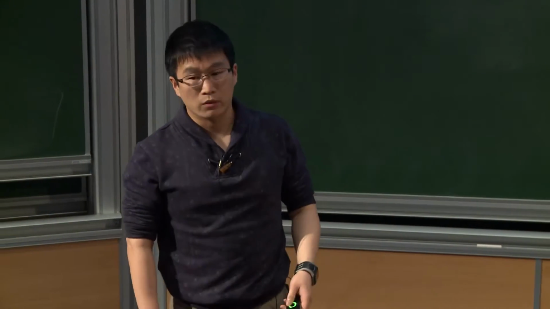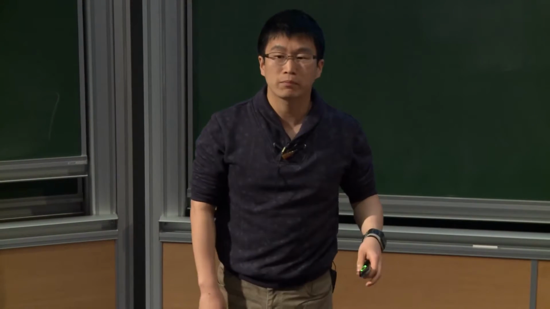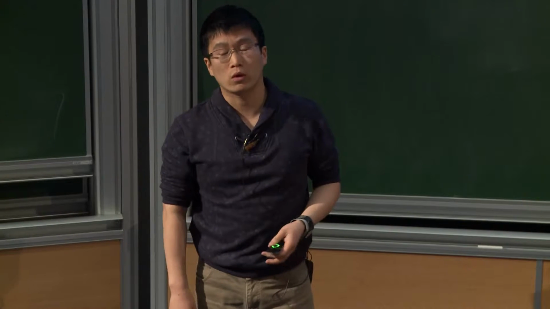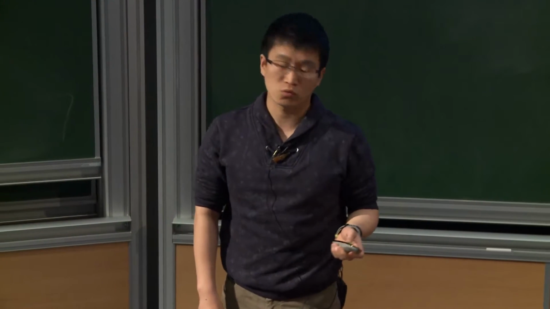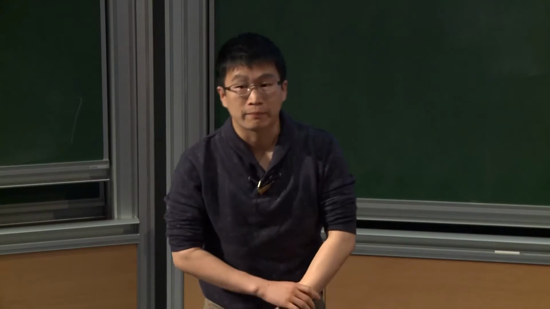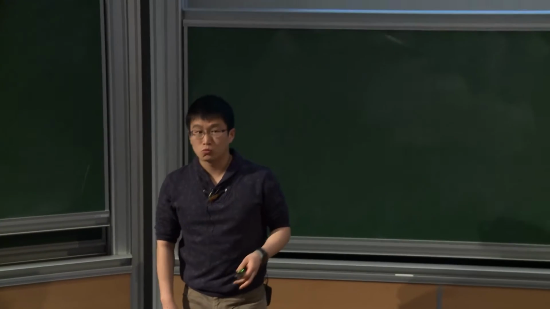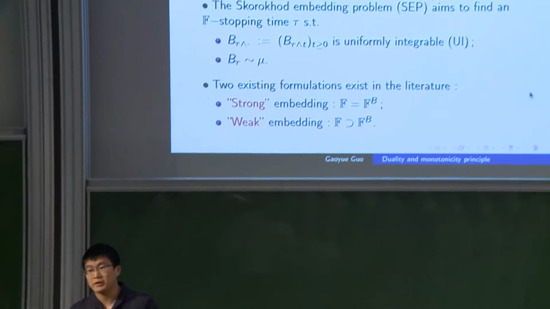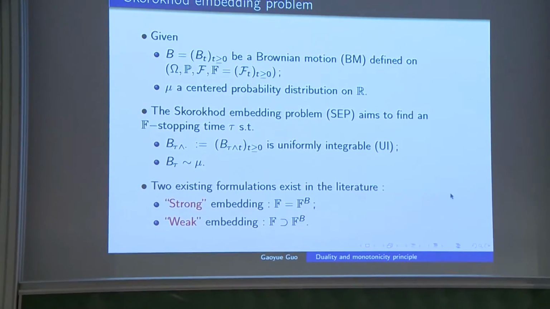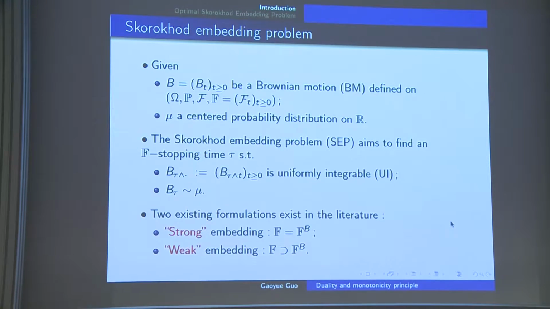I will mainly talk about something related to the optimal Skorokhod embedding problem, which is based on joint work with Xiaolu Tan and Nizar Touzi. The Skorokhod embedding problem aims to present some probability distribution on the real line as the law of a Brownian motion stopped at some stopping time.